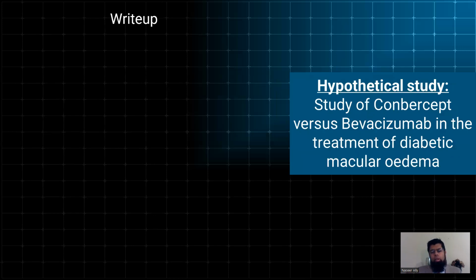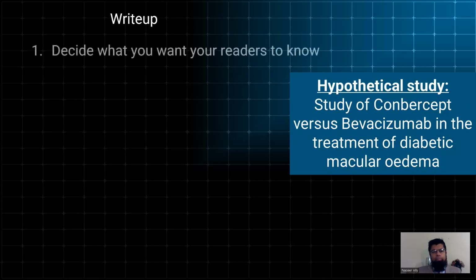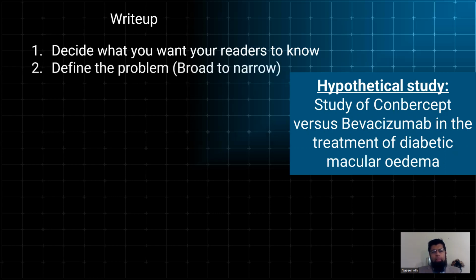Okay, so in terms of your write-up, we're going to use our hypothetical study again. So you need to decide what you want your readers to know. So, for example, you would like them to know a little bit of the history of anti-VEGF agents, what studies were done before, and how your study fits in with that.